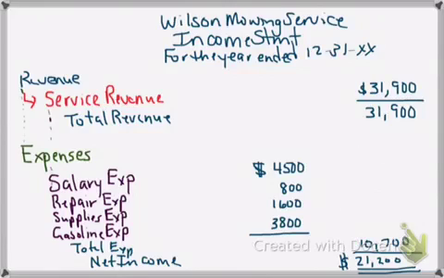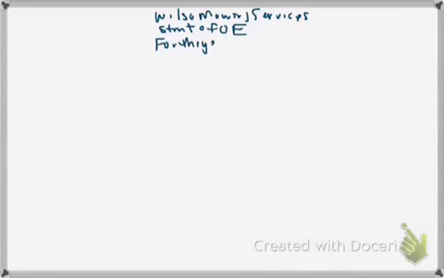When I finish the statement, I then move forward, and I would look at the statement of owner's equity. So again, we have the header, and so I have Wilson Mowing Services. I then am going to have the title of this statement, which is Statement of Owner's Equity. And this is also for the year ended December 31st, because we are looking at a full year.